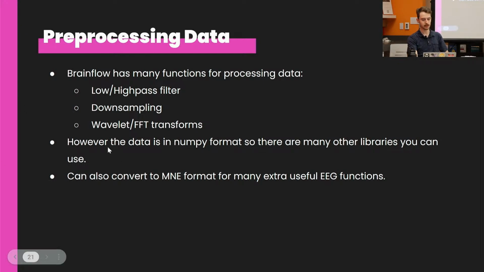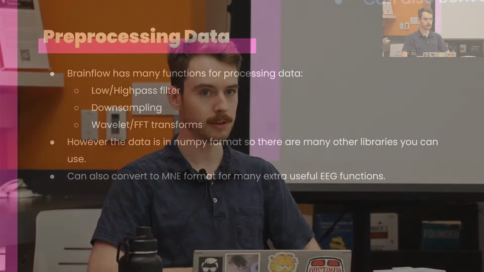And then there's also wavelet or FFT, which is fast Fourier transform functions, which are very useful for ways of processing and using EEG data, especially if you're using a machine learning model. It's very handy to look at the frequencies involved in the signal rather than just looking at the raw patterns.